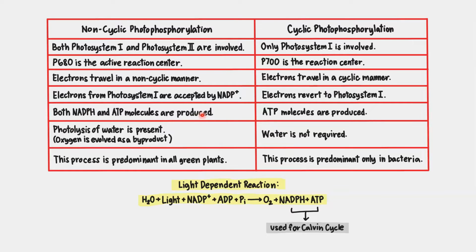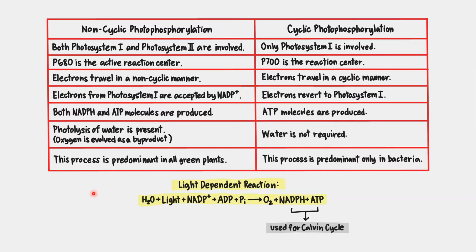For the non-cyclic photophosphorylation, since photosystem 2 is involved, the photolysis of water is present, and oxygen is one of the byproducts. While for the cyclic photophosphorylation, since photosystem 2 is not involved, water is not required in the process. And lastly, the non-cyclic process is predominant in all green plants, while the cyclic is predominant only in bacteria.